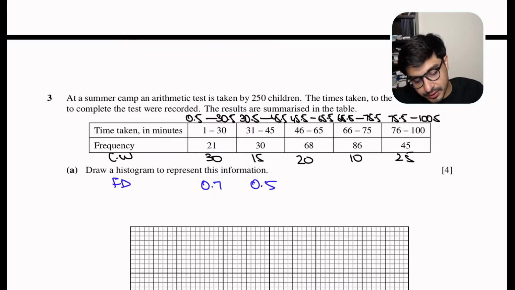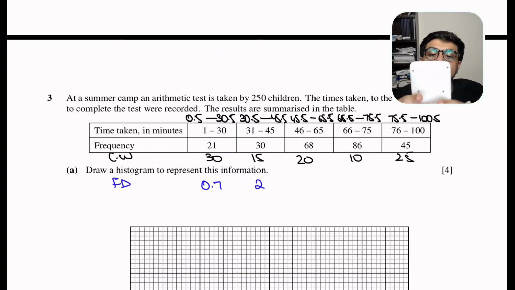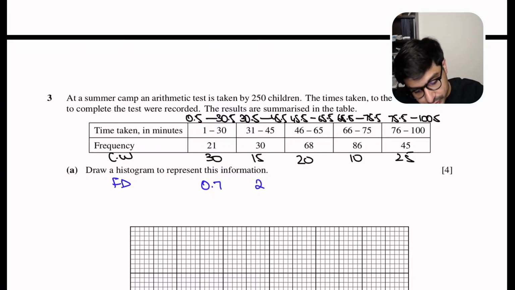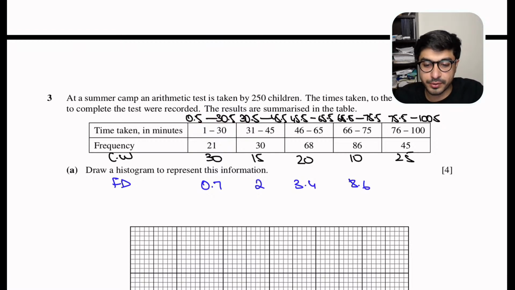Okay, frequency upon class width, 30 upon 15 is going to be 2. The formula is frequency upon class width, right? Then 68 divided by 20 is going to be 3.4. Then 86 divided by 10 is going to be 8.6. And then 45 divided by 25 is going to be 1.8, right? This is what it is going to be like.